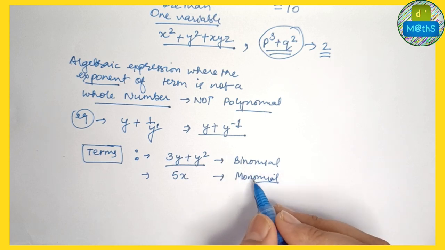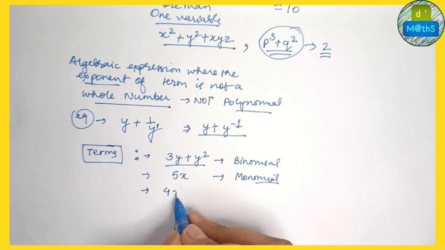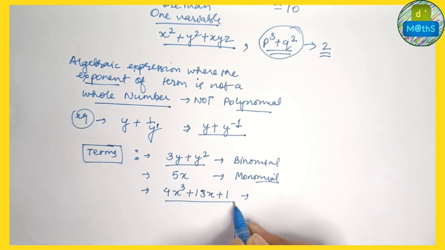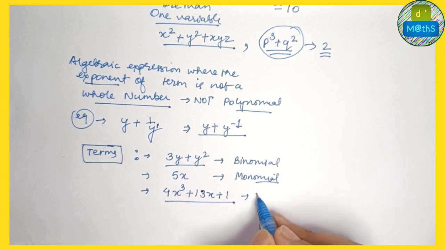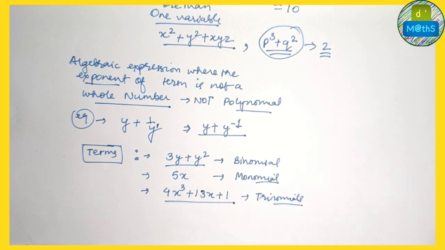Monomial. Okay, so they are a type of polynomial. Now another one can be, suppose an equation is given: 4x cube plus 13x plus 1. So what is this? There are three terms: 1, 2, 3. So three terms will be called a trinomial. Trinomials. I hope you are getting my point.